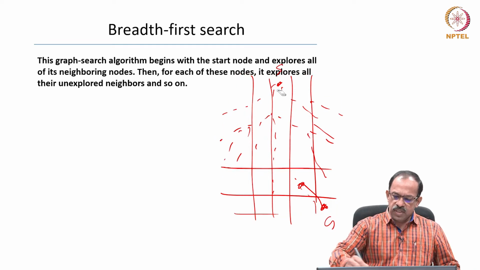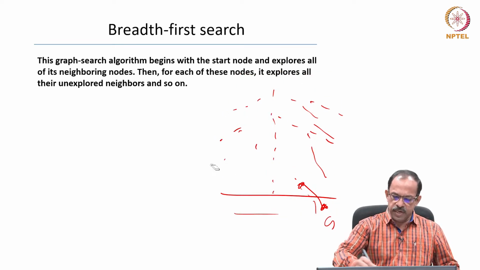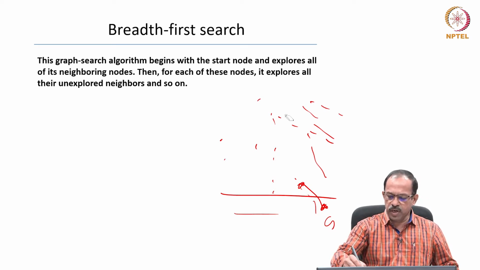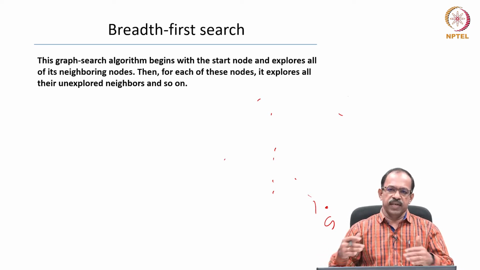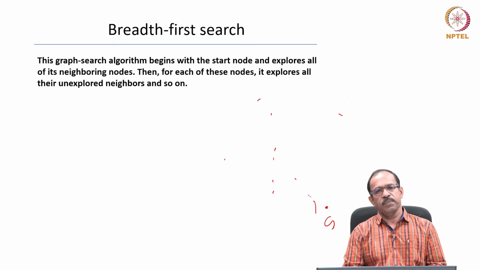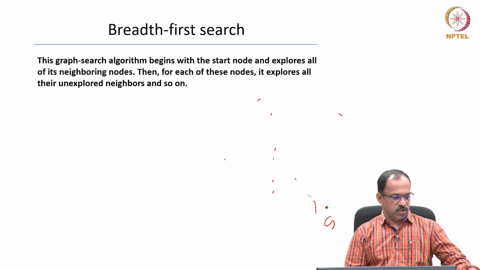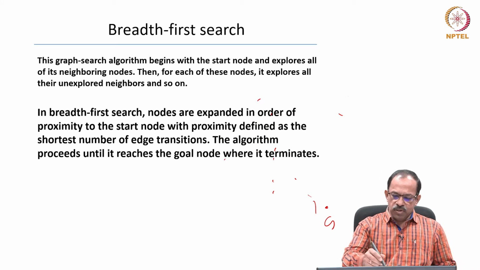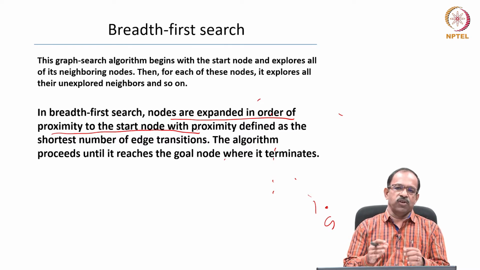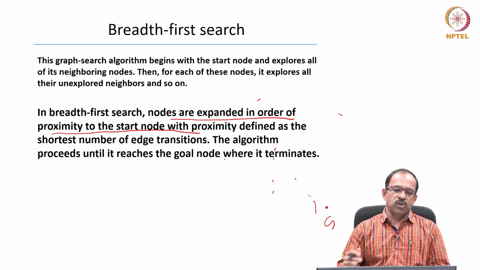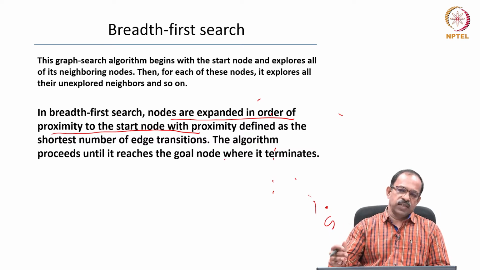It starts with the start node and explores all of its neighboring nodes, and then for each of these nodes it explores all their unexplored neighbors and so on. It keeps exploring neighbors in the breadth direction, and once all the neighbors are explored, it goes to the next level and keeps on doing this. This is known as the breadth first search algorithm. The nodes are expanded in the order of proximity to the start node, so those close to the start node are explored until all the nodes in that neighborhood are explored, then it goes to the next level.